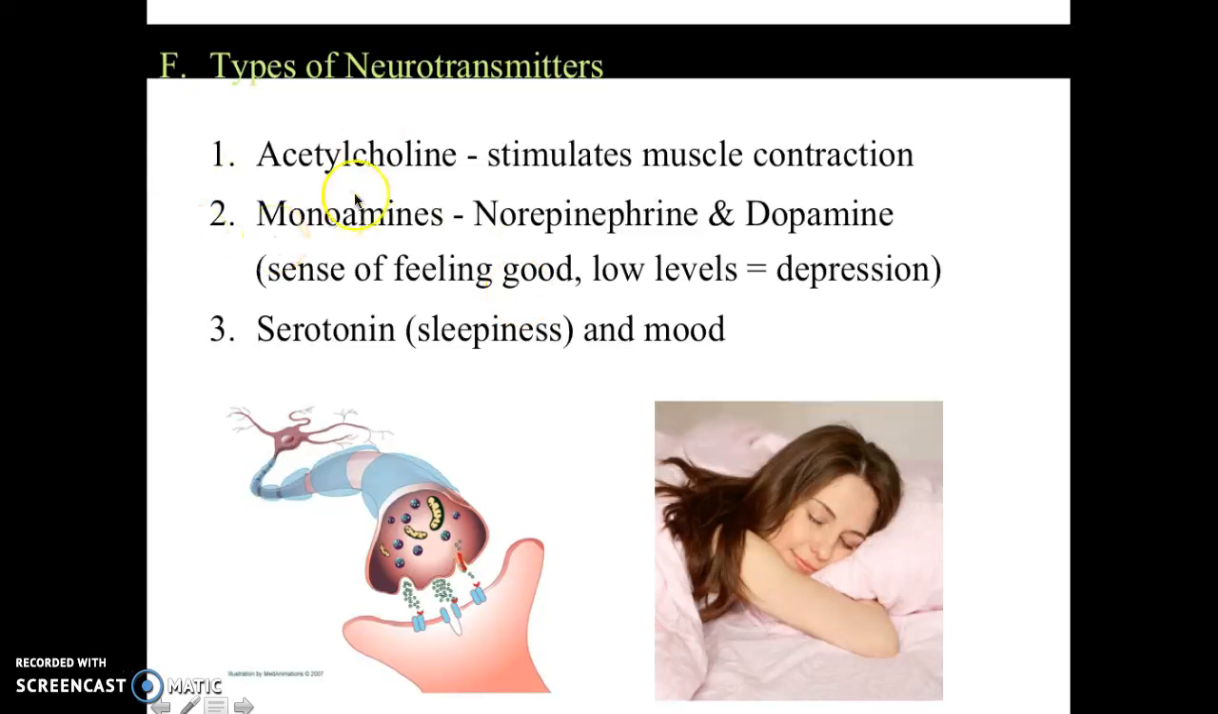This isn't in there, but I wanted to show you the different types of neurotransmitters: acetylcholine, norepinephrine, and dopamine, and then serotonin. I was telling you this, so this would be like an inhibitor.